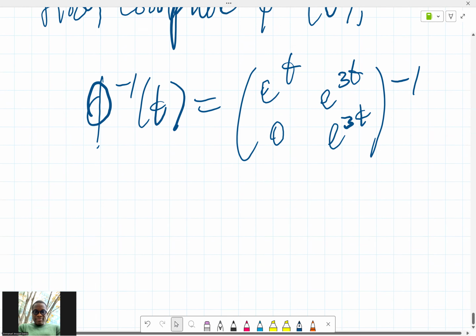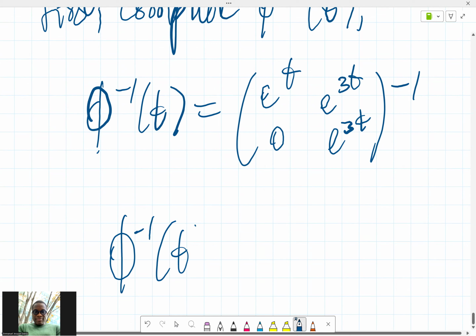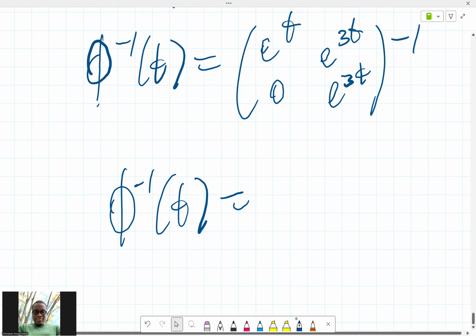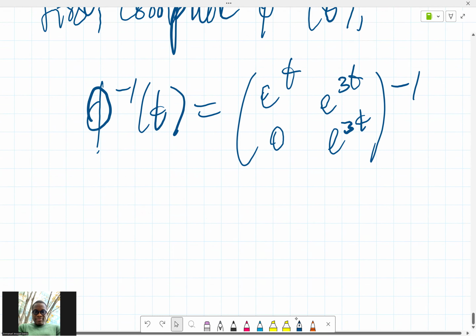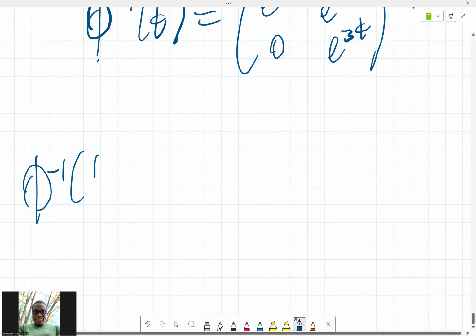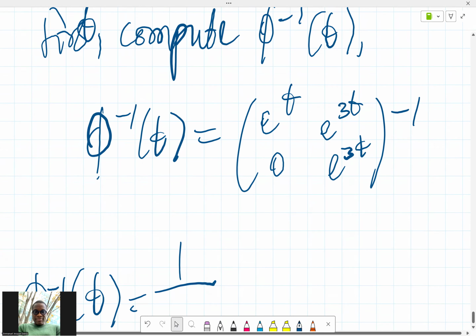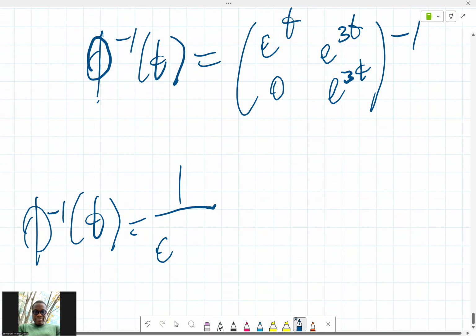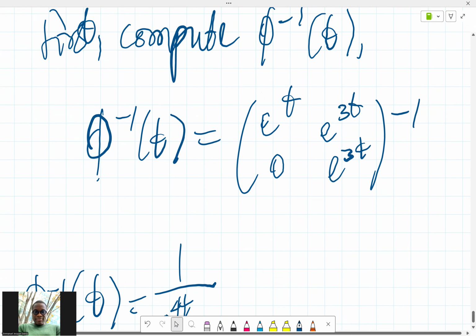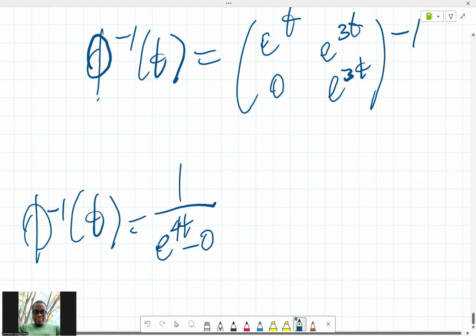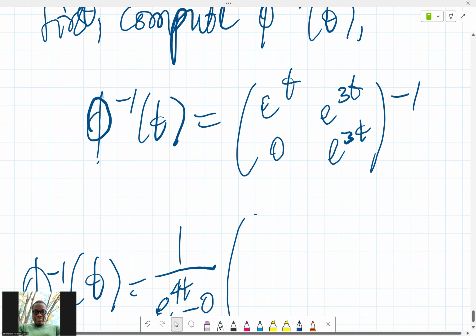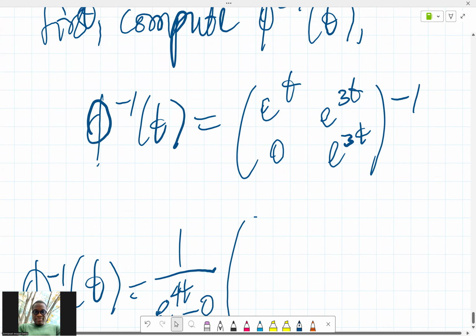The inverse of this, being a 2 by 2 matrix, it's pretty easy to handle because all you need to do is some switching. We know the determinant first of all, right? So phi inverse of t is equal to 1 over the determinant. To find the determinant, that is e raised power t times 3t, so that's e raised power 4t, minus 0 times that, so that's minus 0. Then we now do some switching over.